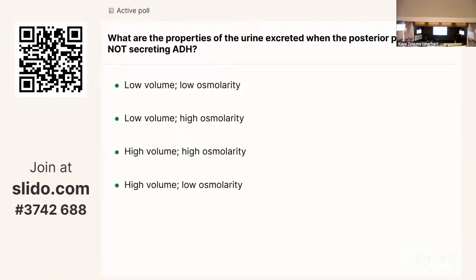So, recalling and kind of summarizing. If we don't have this signal going, we've effectively fixed our problem, or we just didn't have a problem in the first place. So our posterior pituitary isn't making this ADH. What's the urine going to look like?